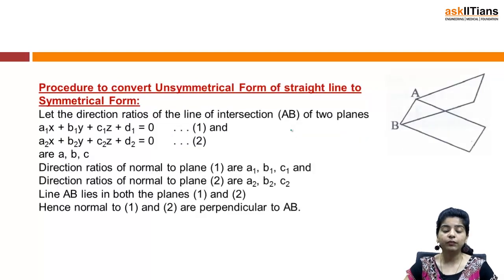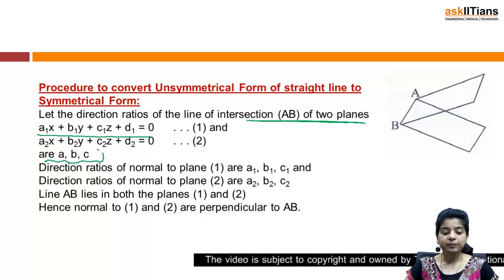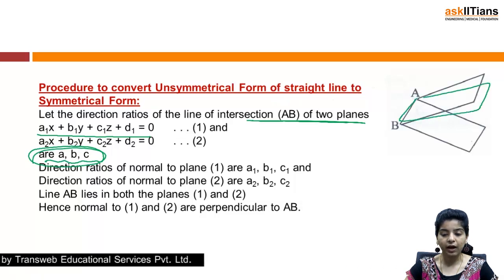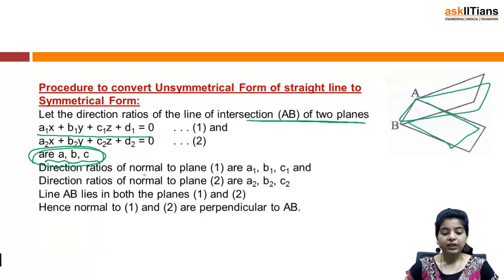Now we have the procedure to convert the unsymmetrical form to the symmetrical form. Let the DRs of the line of intersection AB of the two planes a1x plus b1y plus c1z plus d1 equal to 0 and a2x plus b2y plus c2z plus d2 equal to 0 be a, b, c. These are the two planes that we have. Then the DRs of the normal to plane 1 are a1, b1, c1, and the DRs of the normal to plane 2 are a2, b2, c2. This is what we are assuming.